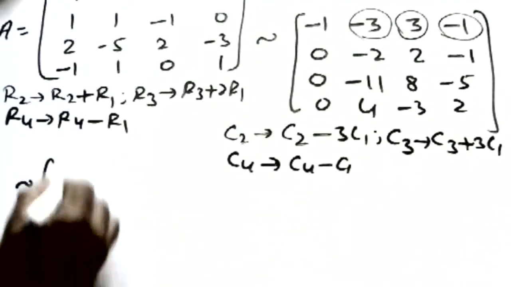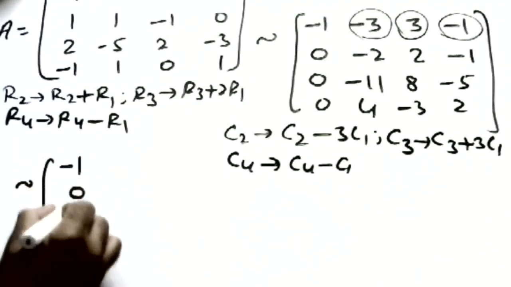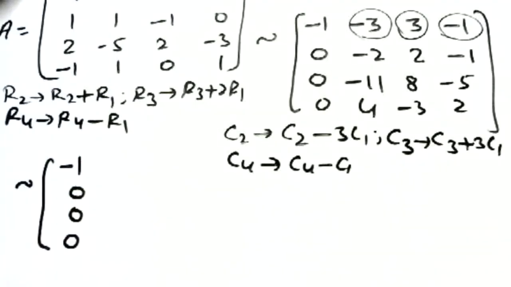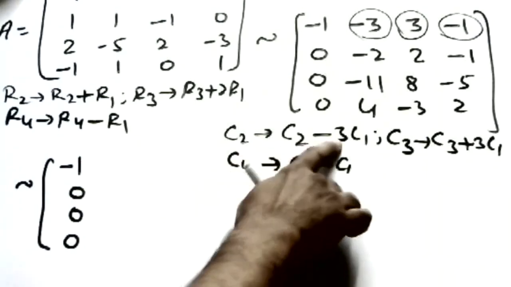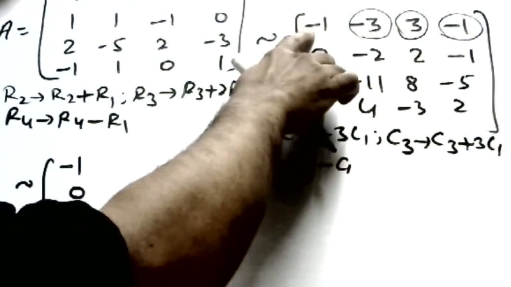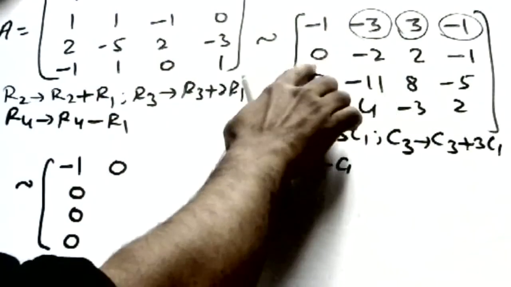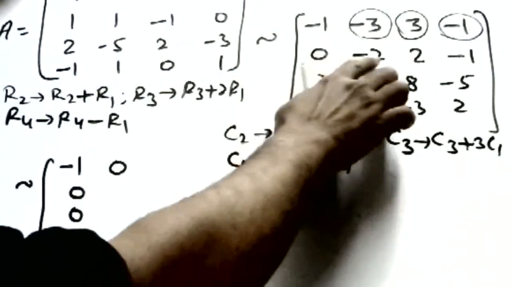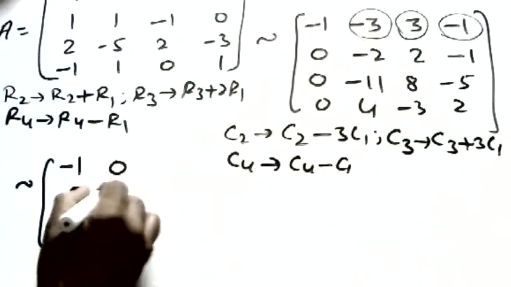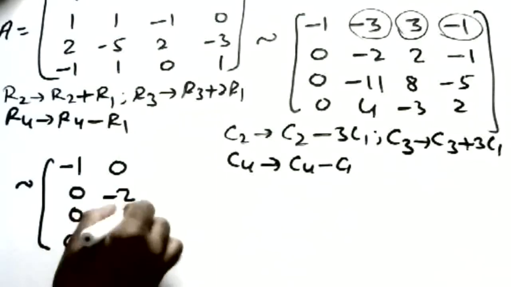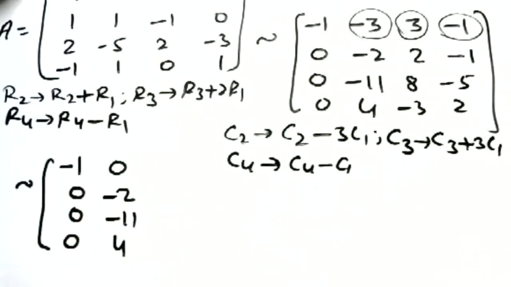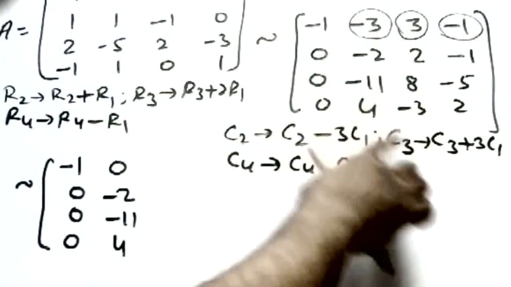Okay. Now see here, I am writing here. First row we are not changing: minus 1, 0, 0, 0. Now second row, you see here C2 minus 3C1. C2, minus into minus plus, 3 ones are 3, minus 3, 0. C2 minus 3C1, because it is 0 it will have no change. Minus 2, minus 3 into 0 will be minus 2 only. This will be minus 11 only. This will be 4. Okay.